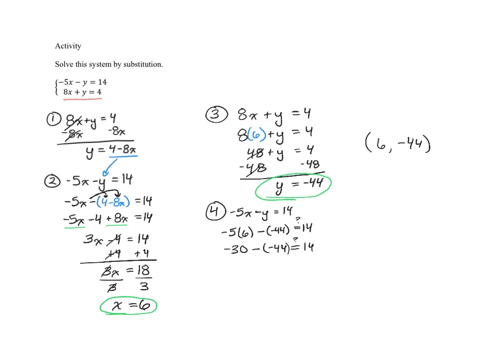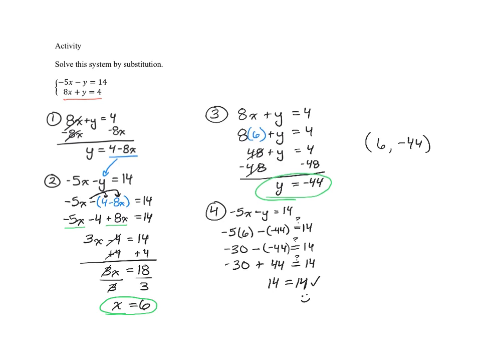Now I can rewrite this. I can say negative 30 plus 44, I think, equals 14, because remember, when we're subtracting a negative number, we can end up adding it. And negative 30 plus 44 gives us 14. So 14 does, in fact, equal 14.